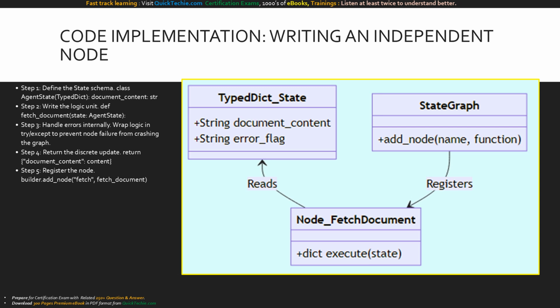This class diagram maps our code structure. At the top, the type dict state defines our data contract. Our node, fetch document, reads this contract during its execute method. Below, the state graph orchestrator is responsible for calling the addNode method, officially registering our logic unit into the wider agentic workflow while keeping the node's internal logic strictly encapsulated.